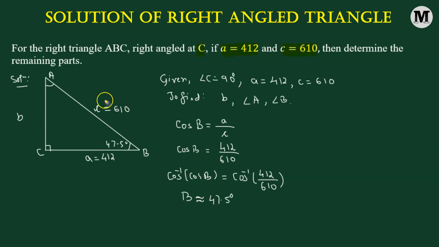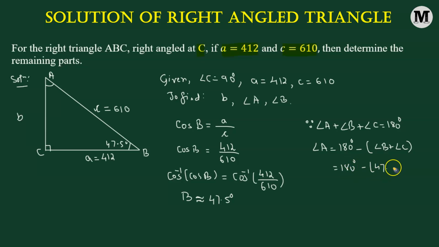Now that we have the angle measure of B, it's quite easy to find out the angle measure of A. Again, we can use the fact that angle A plus angle B plus angle C equals 180 degrees, which means that angle A is going to be equal to 180 degrees minus (angle B plus angle C). Okay, so we get 180 degrees minus (47.5 degrees plus 90 degrees). So that is going to be equal to 42.5 degrees. So we have obtained the angle measure for A as well. So that comes out to be 42.5 degrees.